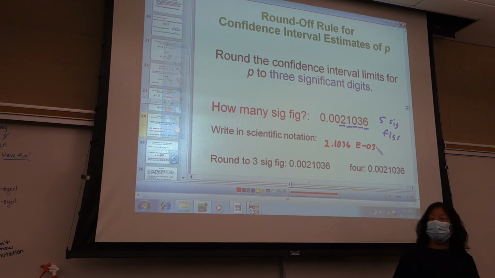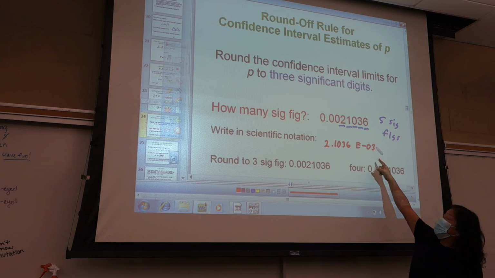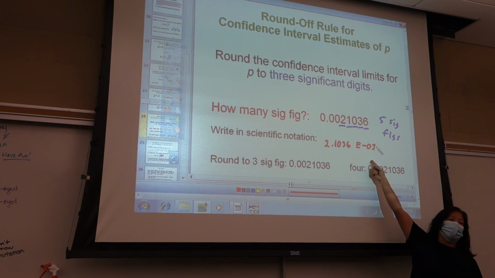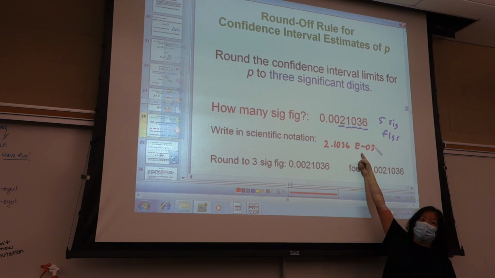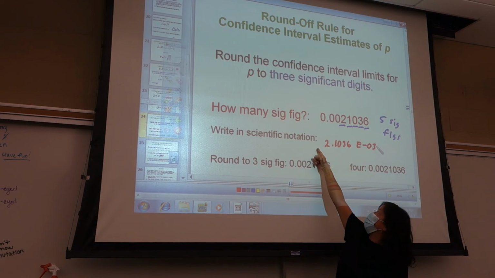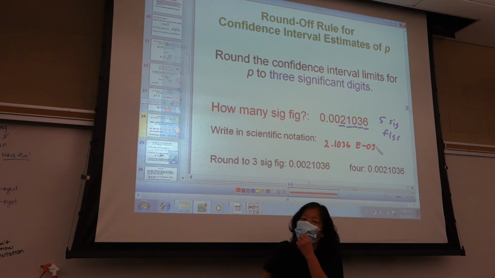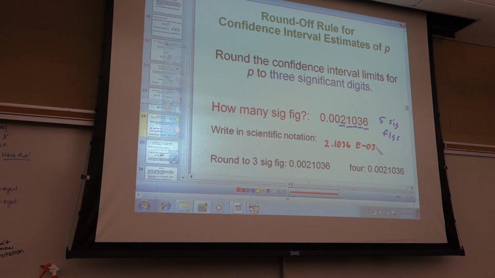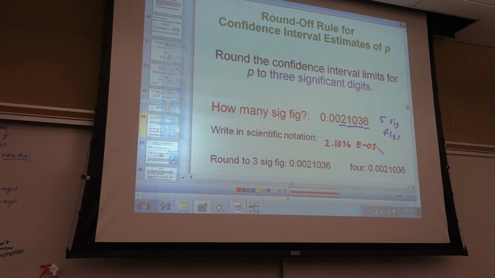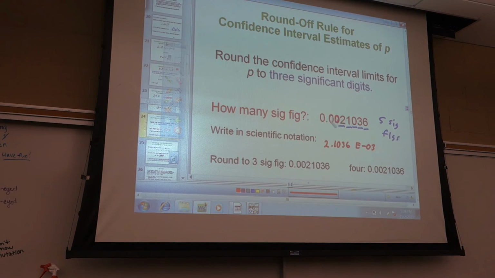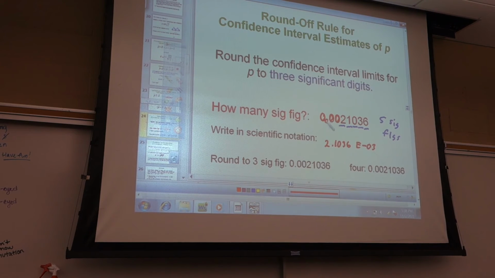How do you get from this back to the original number? This means move your decimal place over 3 times to make it smaller. So you're going to add 3 zeros in front of your 2, and the decimal place goes after the first 0. That's how we got this one here. We did 3 zeros, 1, 2, 3, decimal place going after the first zero.